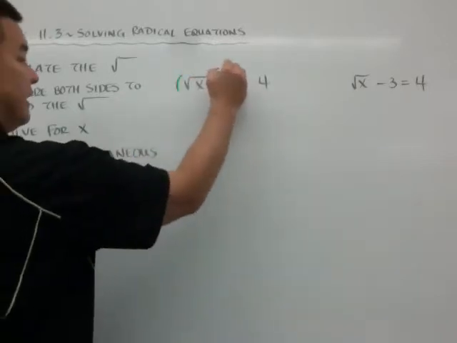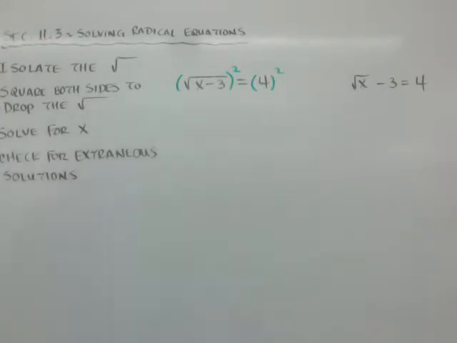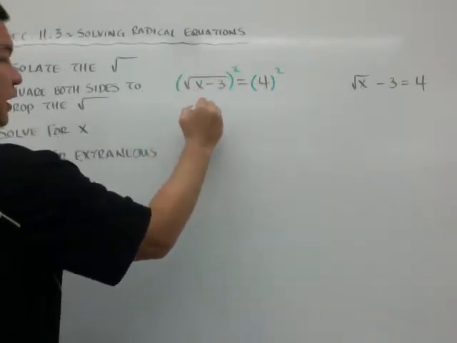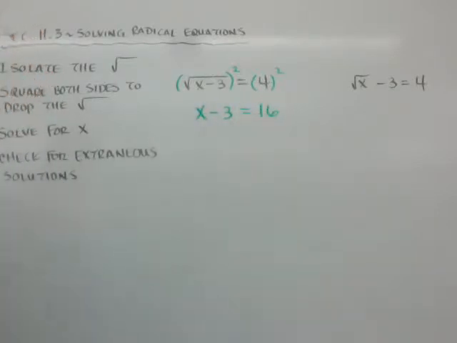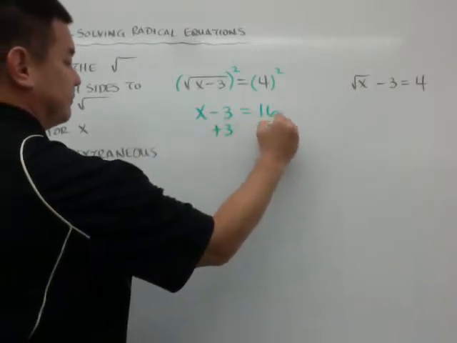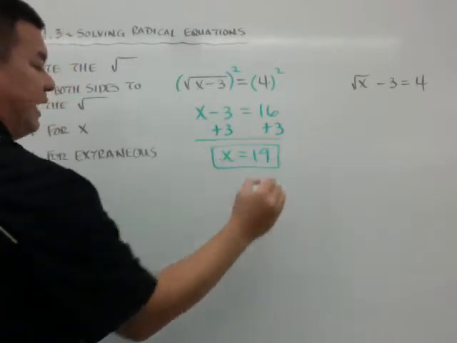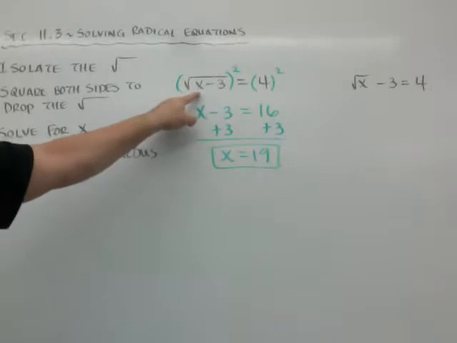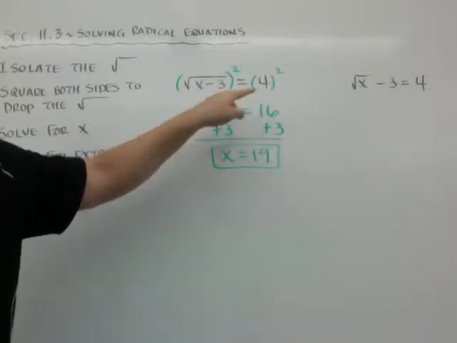So if I did this and I squared it, all that happens is when you square and have the radical, it just drops off. So you just have x minus 3 is equal to 16. And then you add 3 to both sides, and x is equal to 19, and that's your answer. And you can do a check. If you put the 19 back in for the x, you get square root of 19 minus 3, which is 16. Square root of 16 is 4, which is equal to 4, and it works.